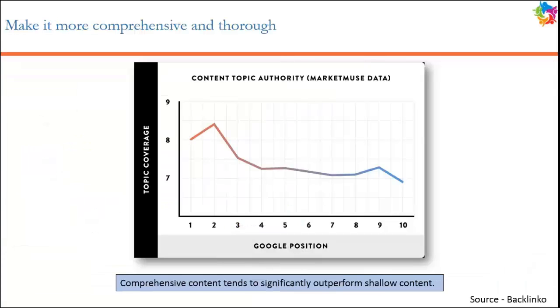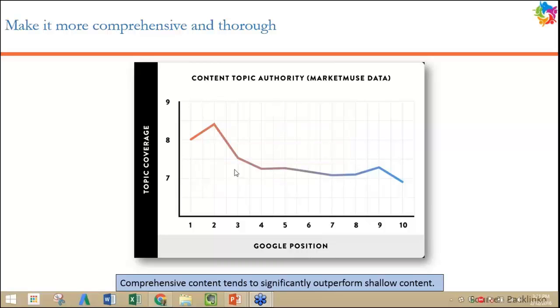Next is to make it more comprehensive, more detailed, more thorough. So you can see here another graph that shows you how comprehensive content tends to significantly outperform any content that is not comprehensive, that we term shallow content, not detailed enough, does not cover the topic in absolute detail, does not cover every aspect of the topic possible. So you need to ensure that your website, your blog has content topic authority. You need to be the authority on that topic. Whatever topic you're writing on, you need to be the authority on that topic, right?